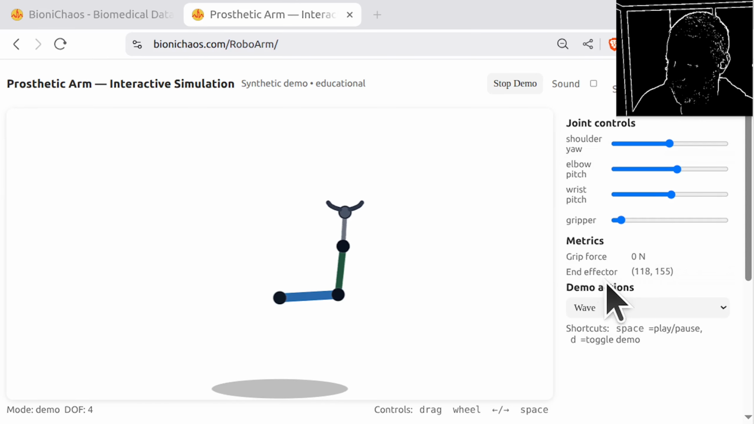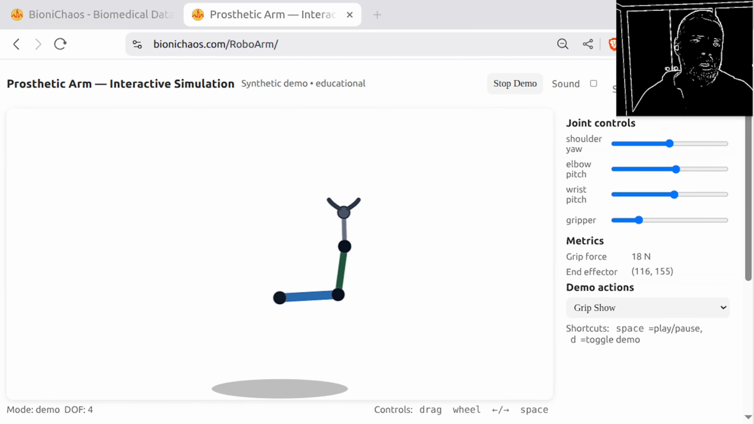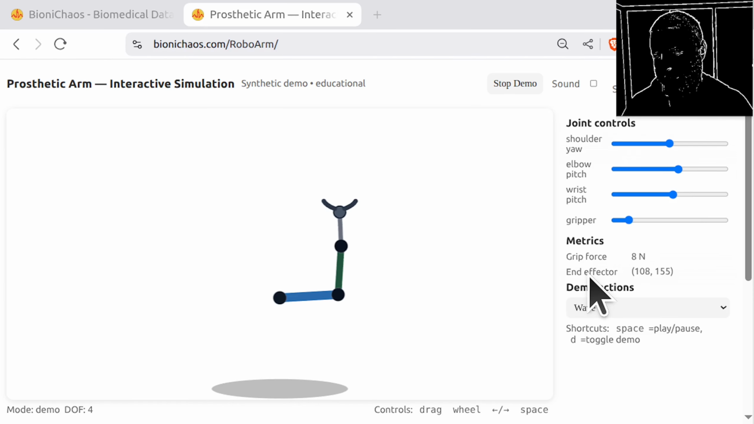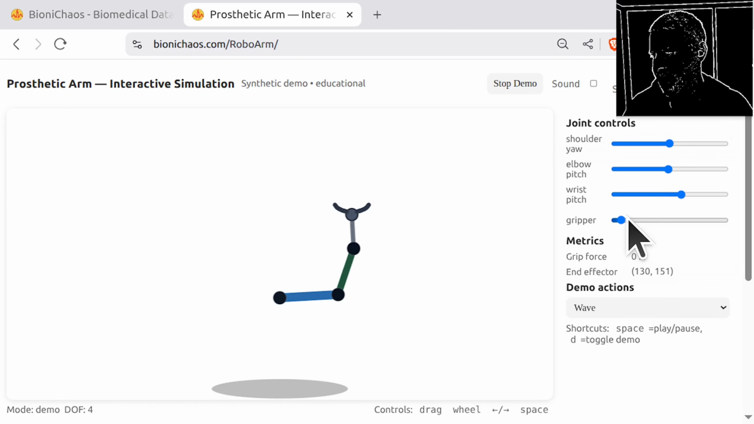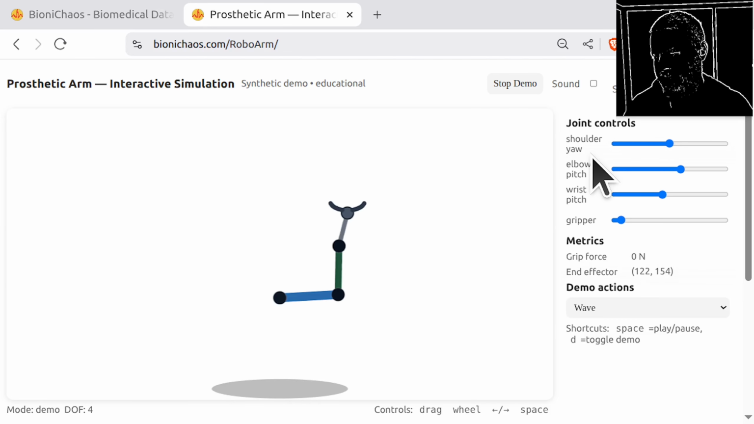What is the end effector position? Can you explain that? The end effector refers to the far end of the robotic arm, which is the gripper. The position is given in x, y coordinates in the simulation grid. As you adjust the joint sliders, the arm moves, and the end effector's position changes accordingly, which you can observe in the metrics section. Did that clarify what the end effector position represents?